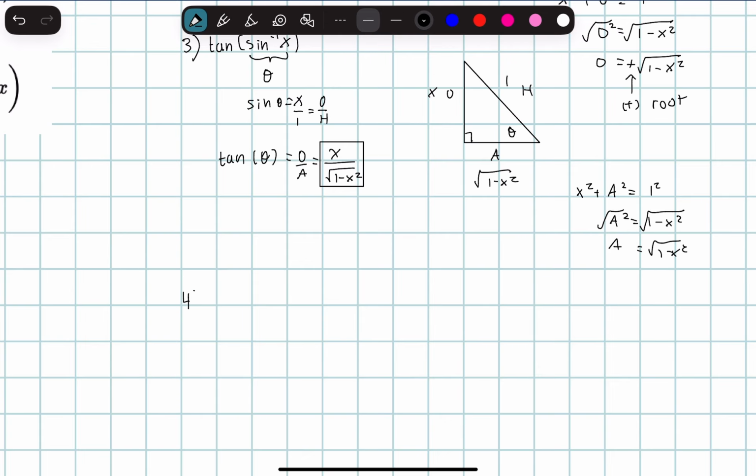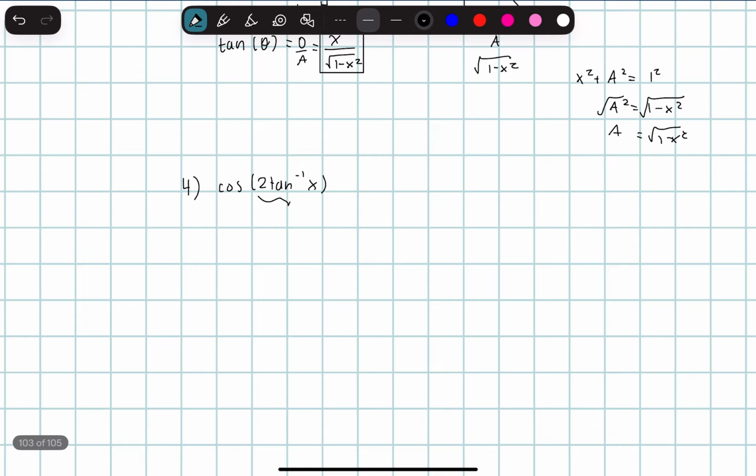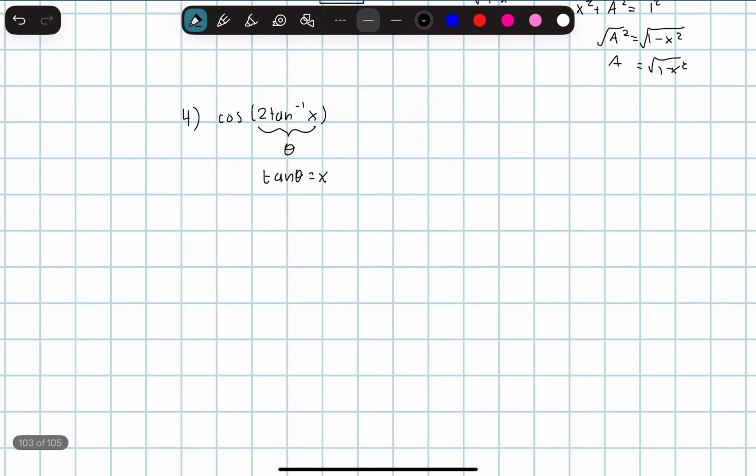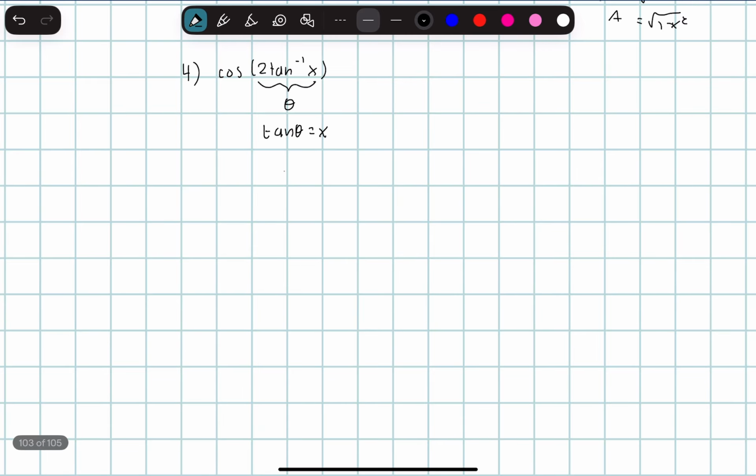Okay, number 4. So what's 4? 4 basically says cosine of 2 tan inverse of x. So now, again, we're going to let this equal theta. So then we have that tangent of theta is equal to x, which is x over 1. That's opposite over adjacent. Now you can create another triangle just as we have done countless times before. That's theta. That's 90 degrees. What is the opposite side? That's x. The adjacent side, that's 1. And the hypotenuse is just something.